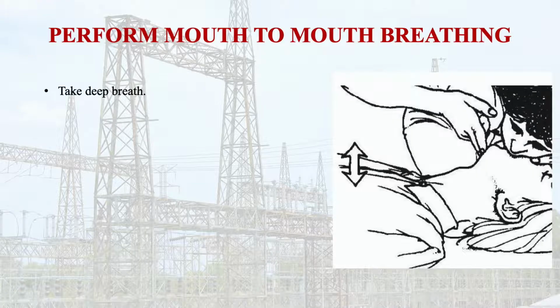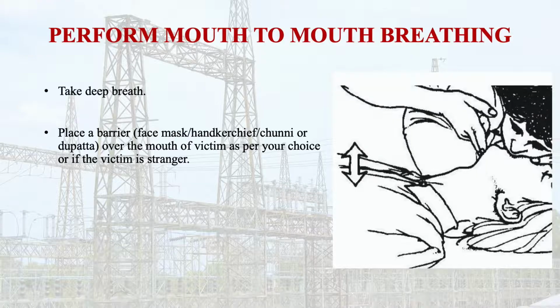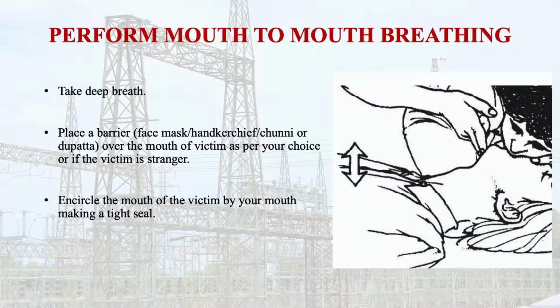The last step is to perform mouth-to-mouth breathing. You take a deep breath yourself. You place a barrier like a face mask, handkerchief, chunni or dupatta over the mouth of the victim, because you do not want to catch any infection that the victim may be having. So you will place something over the mouth, any barrier of your choice. You will encircle the mouth of the victim totally by making a tight seal.